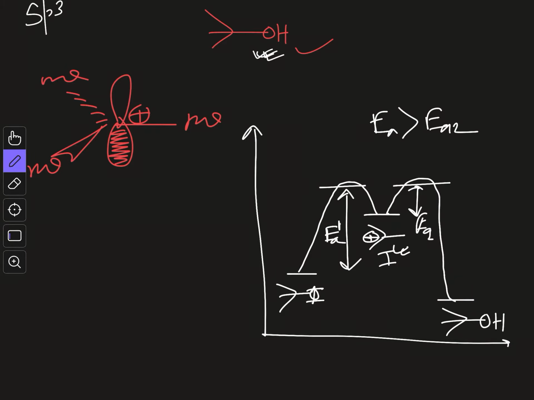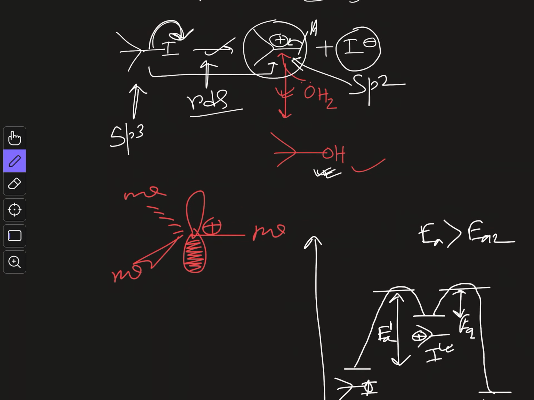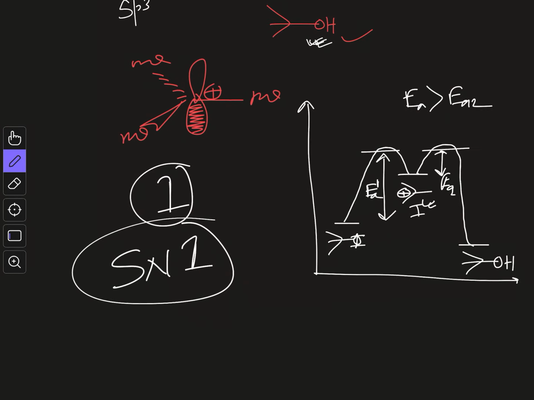So the first step is the rate determining step, and in a multi-step reaction, whatever is the rate determining step, in that step how many molecules are involved determines the molecularity of the reaction. In this particular case you can see only the alkyl halide is involved in the rate determining step, so that's why the molecularity of the reaction is 1, and the reaction is called SN1 reaction. So this particular case is the SN1 reaction.